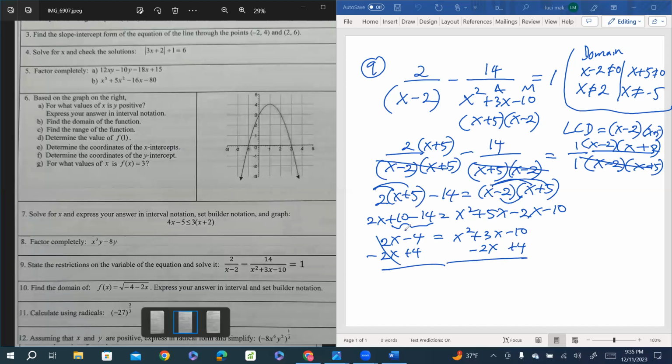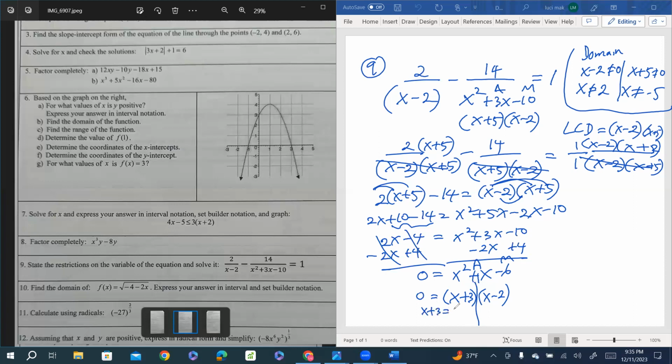Let's see what we get. This cancels. 0 equals x squared plus x minus 6. Now we need to find two numbers that multiply to negative 6 and add to 1, right? So that's going to be x plus 3 times x minus 2. One more time: 3 times negative 2 is negative 6, and 3 plus negative 2 is 1. So equals 0. Now we can find the two answers.